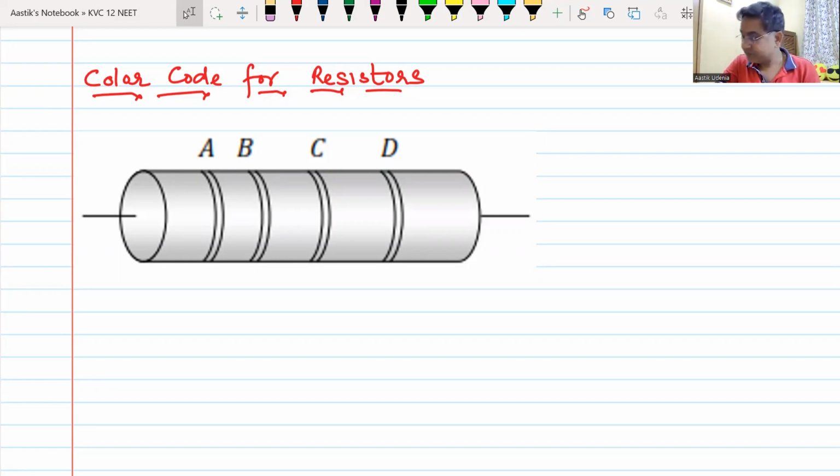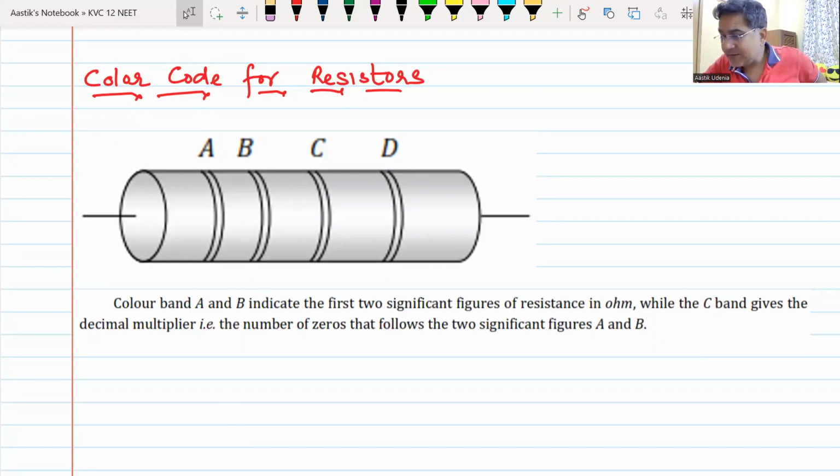The first code, which is the color A, and the color B gives us the numbers, the significant numbers of the resistance. For example, if the resistance is 42, A will be equal to 4 and B will be equal to 2. Do we understand this?